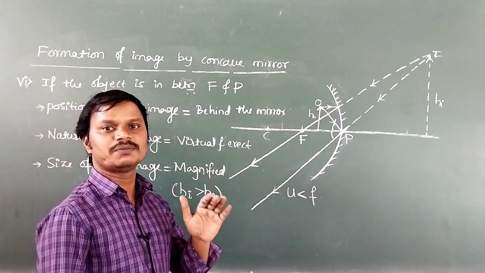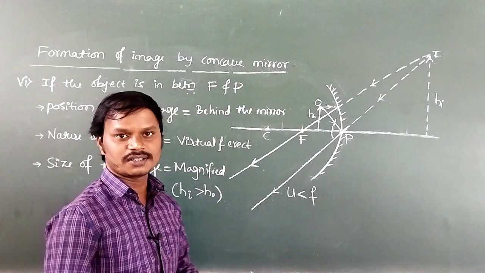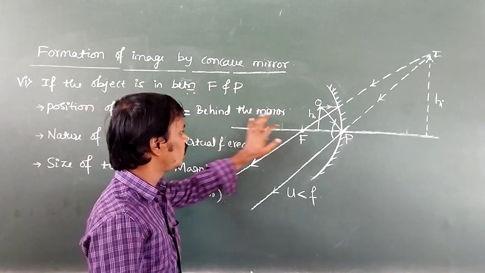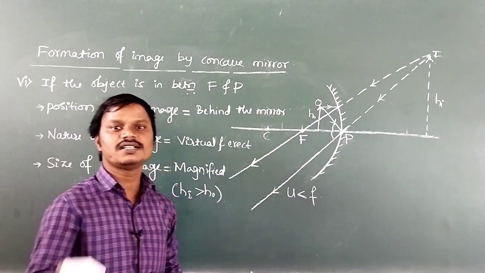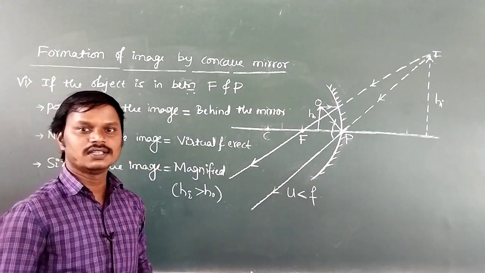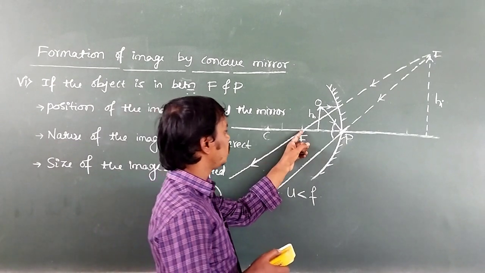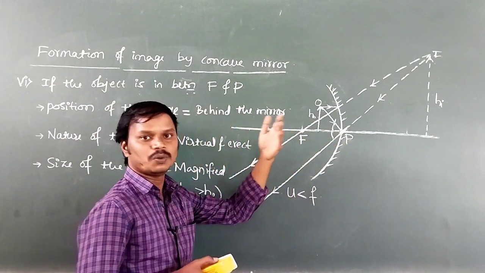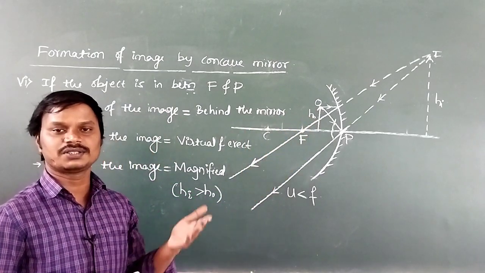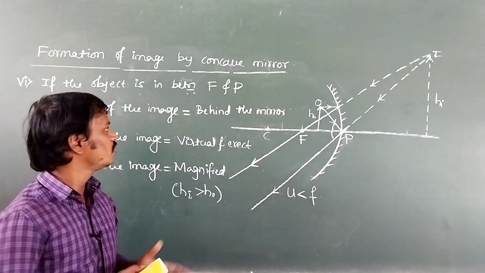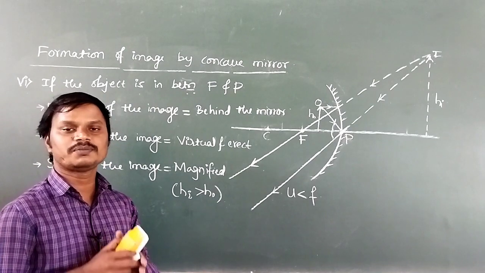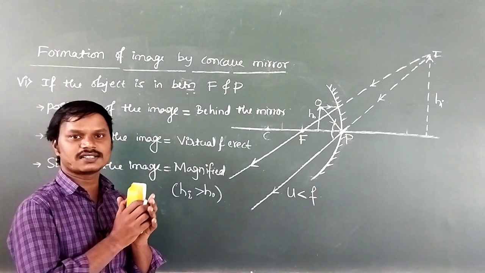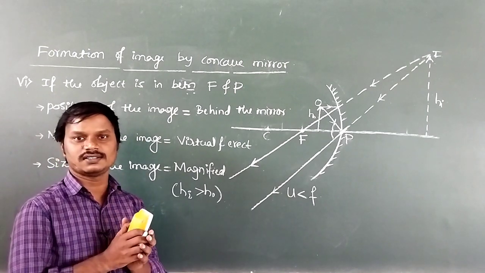Okay, this is about the formation of image by concave mirror. Once again listen here, if the object lies in between infinity and f, the nature of the image is real and inverted. And if the object lies in between f and p, the nature of the image formed by the concave mirror is virtual and erect. Okay, so this is all about the formation of image by concave mirror. How many cases did we discuss here? 6 cases we discussed. Okay.